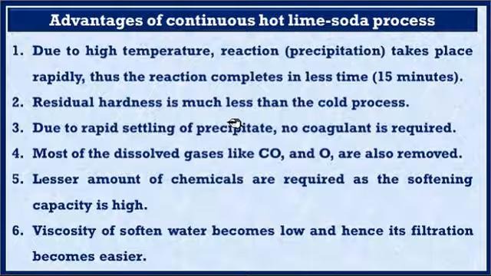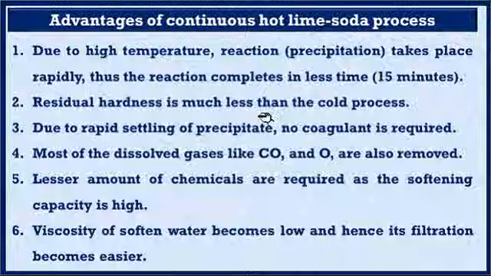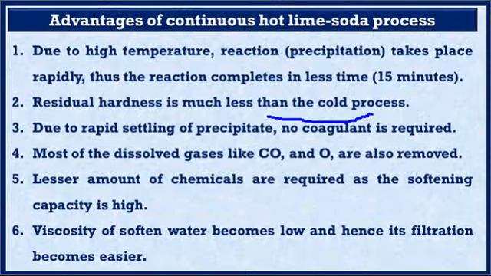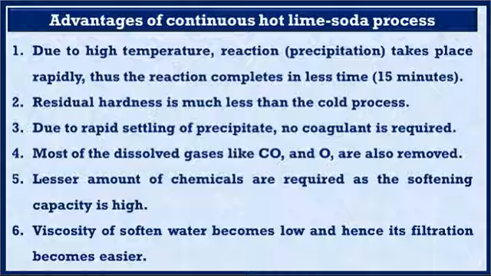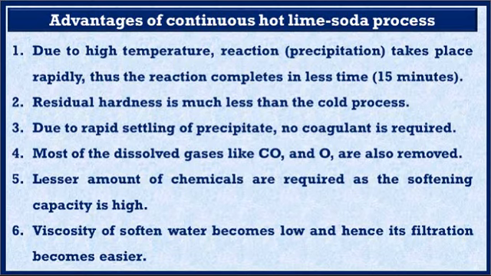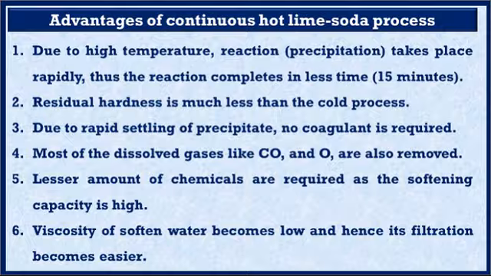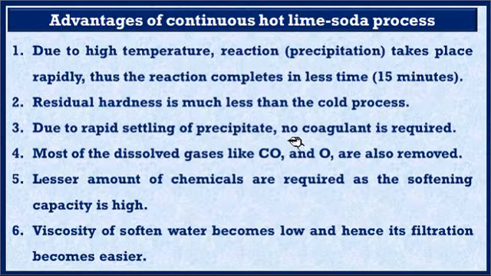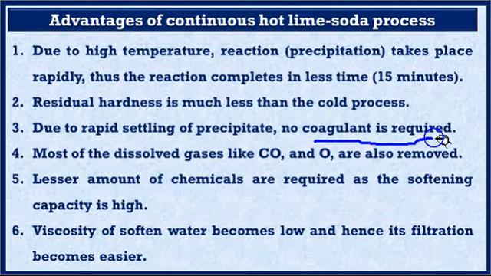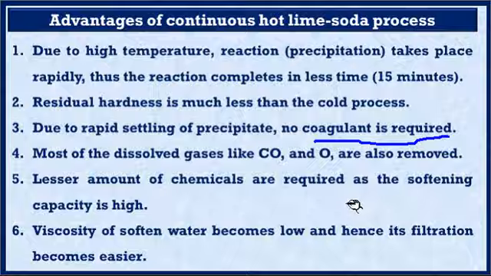The residual hardness is much less than the cold process. As I already discussed, in the cold lime soda process the remaining or residual hardness is 50 to 60 ppm, while in the hot process it is only 15 to 30 ppm. Third one is due to rapid settling of precipitate, no coagulant is required, while in the cold lime soda process there is the requirement of a coagulant for better precipitation or better settlement.